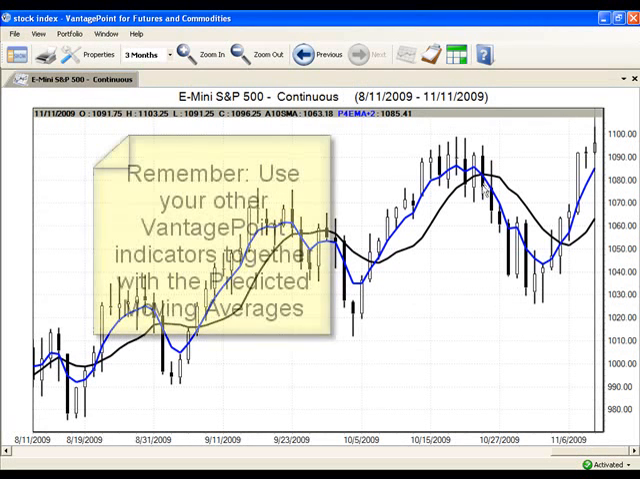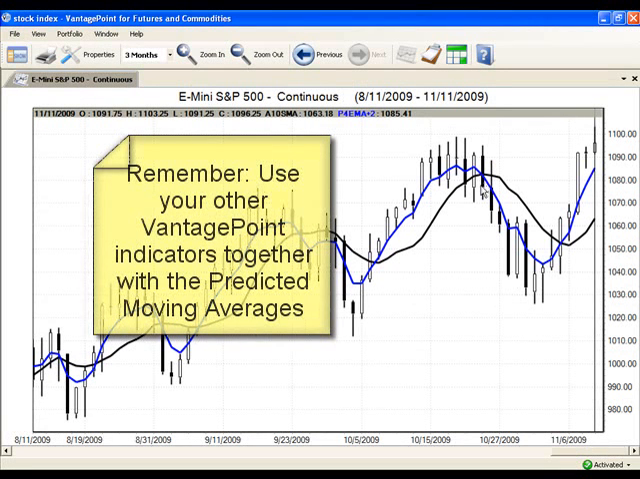Again, as with other indicators, the predicted moving averages cannot be used in isolation because they tend to move a little quickly, and then they will turn, and when they do turn, the confirmation may come a little later than you would get with some of the indicators. So you need to put all the indicators together in one package to get your actual trading signal.